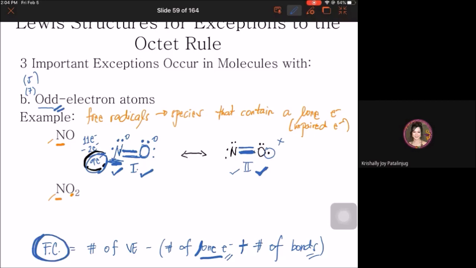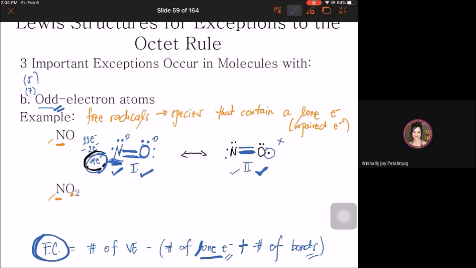Okay? So at structure 1, the bonding of the atoms in that molecule is stable. Actually, it is much more stable, knowing that 0 was attained for both atoms. Sige, let's try the other one.